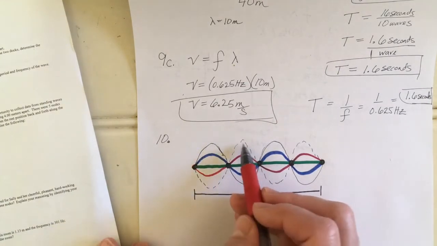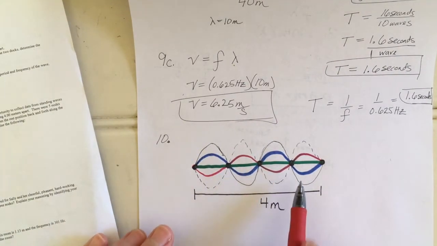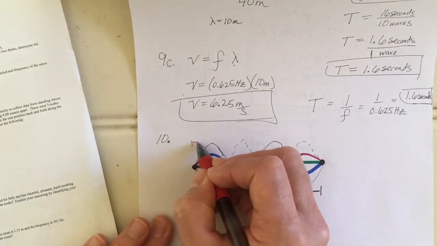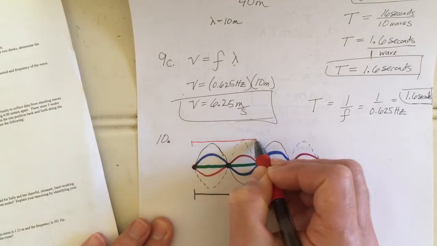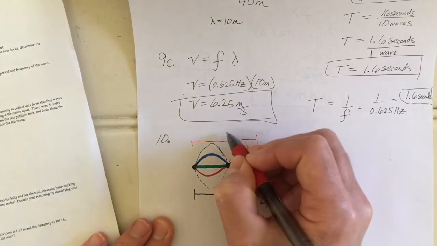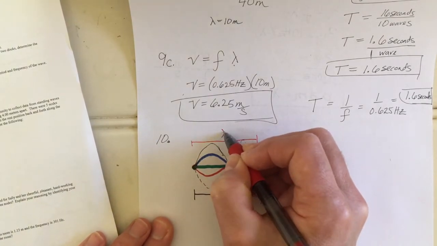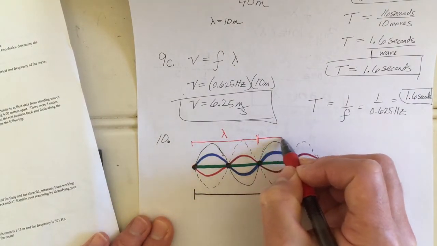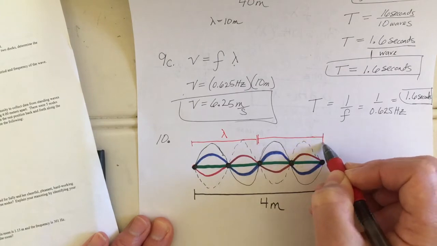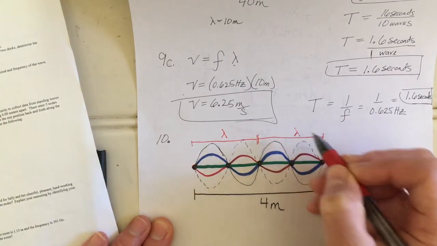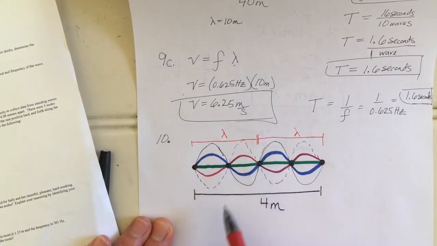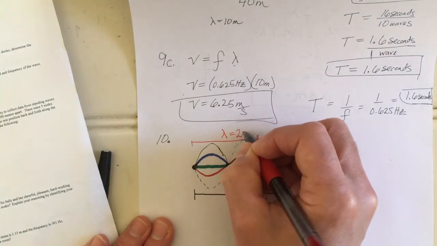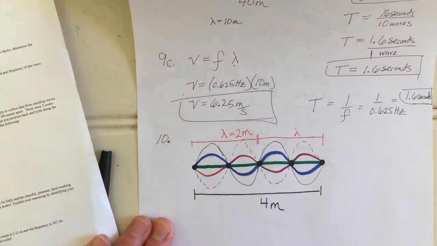I don't like crest to crest here because I'm having a hard time visualizing that. I think I like node, skip a node, next node. So this distance right there is a wavelength. And if we go node, skip a node, next node, this is also a wavelength. So how many meters is a wavelength? Well, obviously 2. And there's our answer to part A.